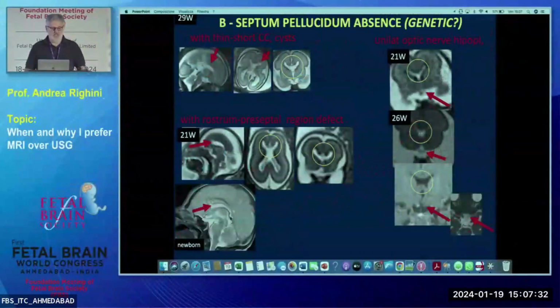And finally, instead, when you have more less clear cases, you can hypothesize this more on the genetic side. Like in this case, we have abnormal shape of the frontal horn, very thin corpus callosum, absent septum pellucidum, and so on. And also in this case here, where you have the rostrum missing, you can hypothesize this more on the genetic side.